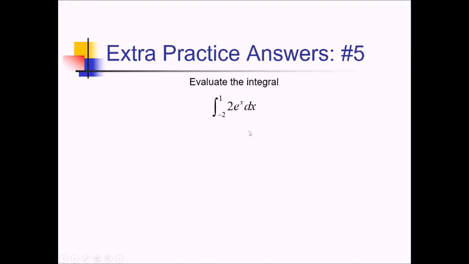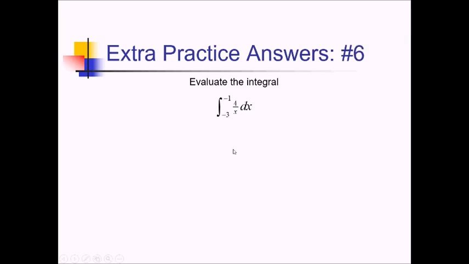To find this definite integral, I'm going to start with the antiderivative of 2e to the x, which is also 2e to the x, evaluated from negative 2 to 1. And for this one, I'm just going to plug these in. So I've got 2e to the 1 minus 2e to the negative 2. You could leave it like this if you wanted, or you could write it as 2e minus 2 over e squared. Either way.